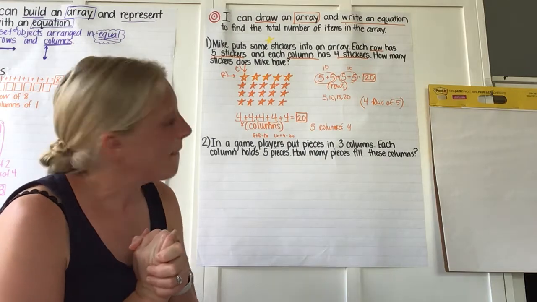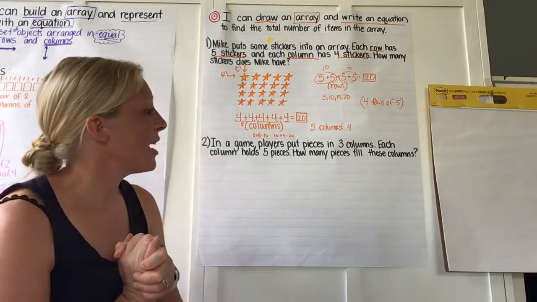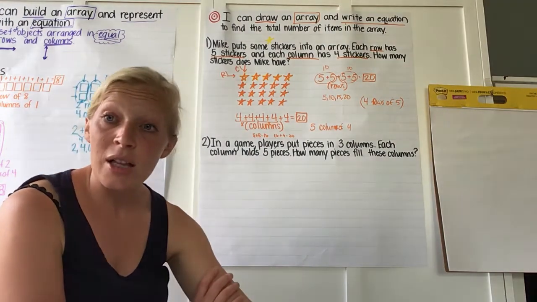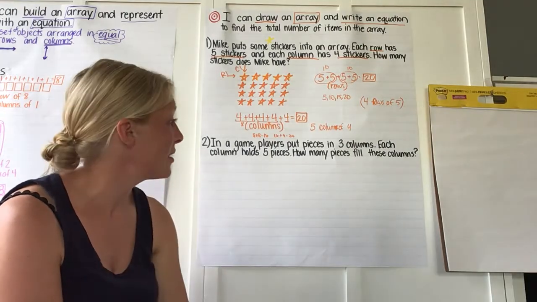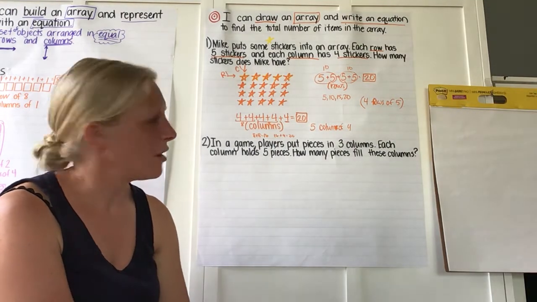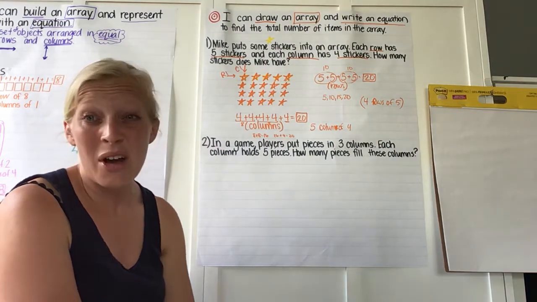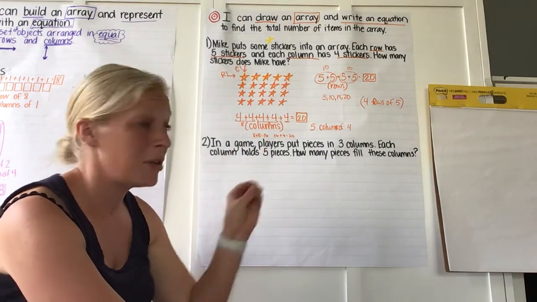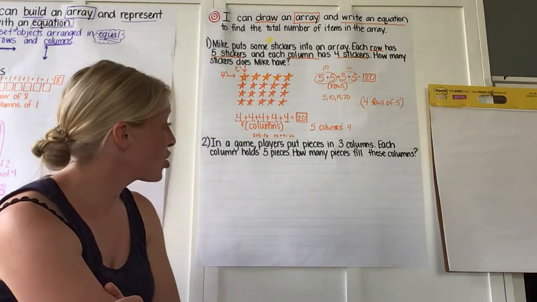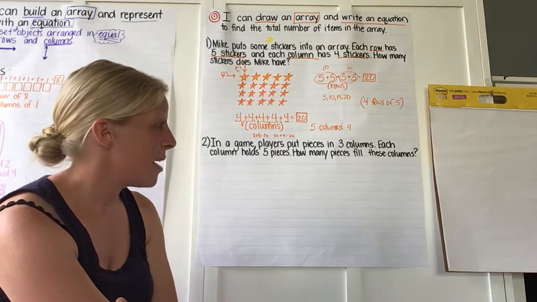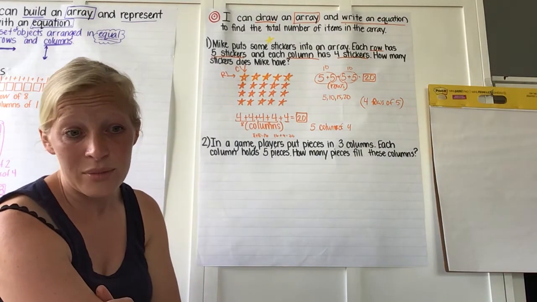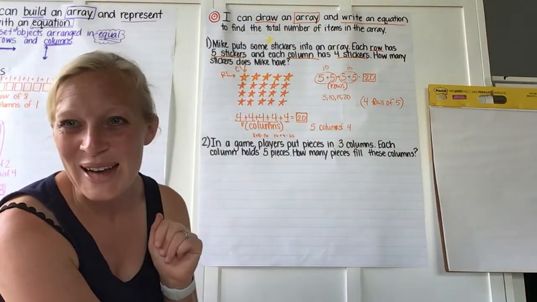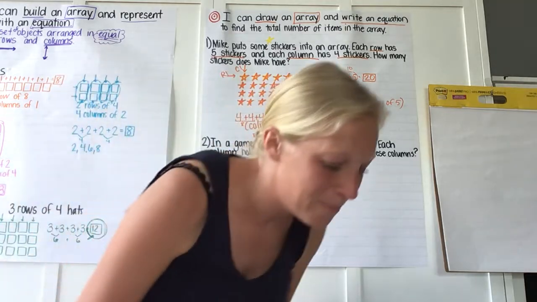Okay. In a game, players put pieces in 3 columns. Each column holds 5 pieces. How many pieces fill these columns? Really what we want to know is how many pieces are in this array. If in this game, players are putting pieces in 3 columns and each column holds 5 pieces, how many pieces fill these columns? Go ahead and take a minute and show or draw that array to match this problem. You may go ahead and begin.